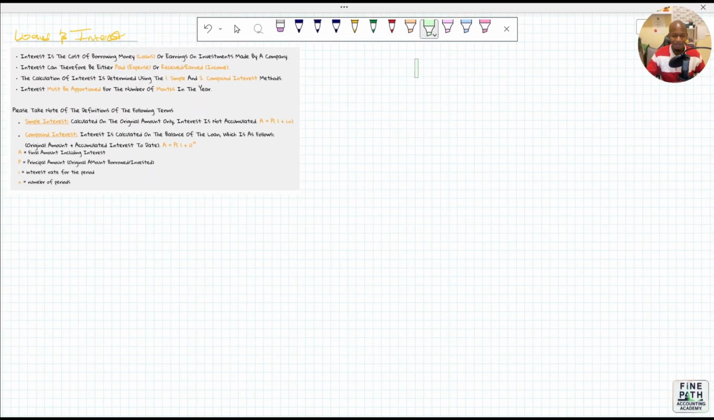So, our fourth point of discussion will be our loans and interest. And this is quite an easy and straightforward one. I want us to remember when we were dealing with the issue of shares, we mentioned that companies fund their operations through either issuing shares or taking out loans with banks.